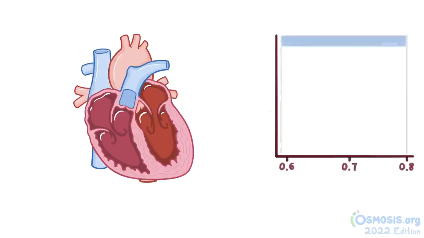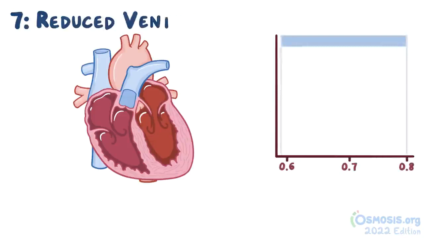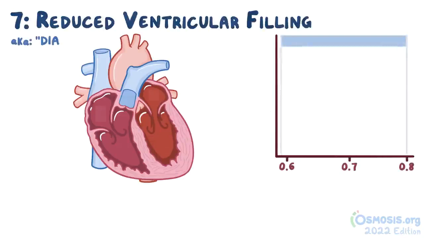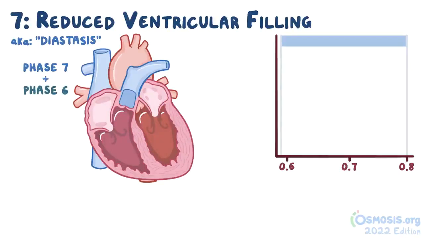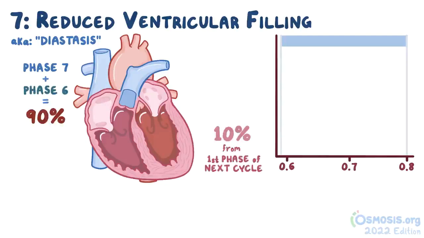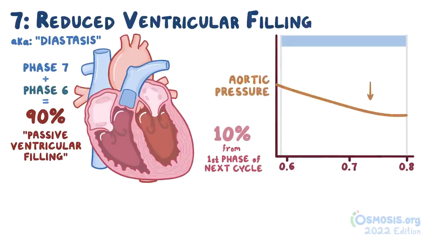The last and longest phase of the cardiac cycle is reduced ventricular filling, also called diastasis. During this phase and the previous phase, the ventricles get about 90% of the blood, while the other 10% they receive during the first phase of the next cardiac cycle, or atrial contraction. In other words, we can say that 90% of ventricular filling occurs before atrial contraction. Thus, it's called passive ventricular filling. Finally, during this phase, aortic pressure continues to fall.